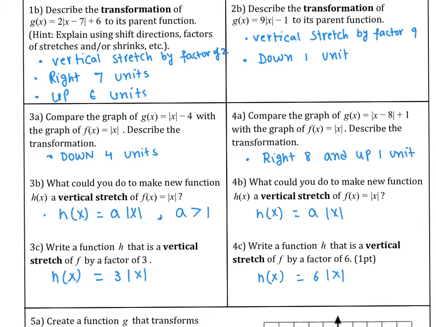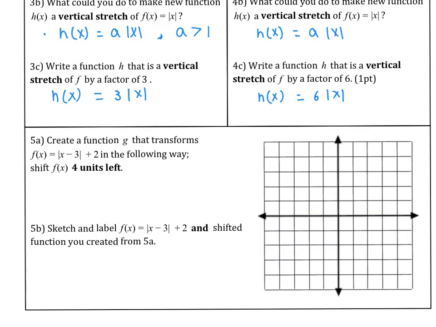Now we're going to do number 4a, and for a right 8 units and up 1 unit. For vertical stretch, you multiply by a that is greater than 1, and vertical stretch by a factor of 6 means you multiply 6 outside.